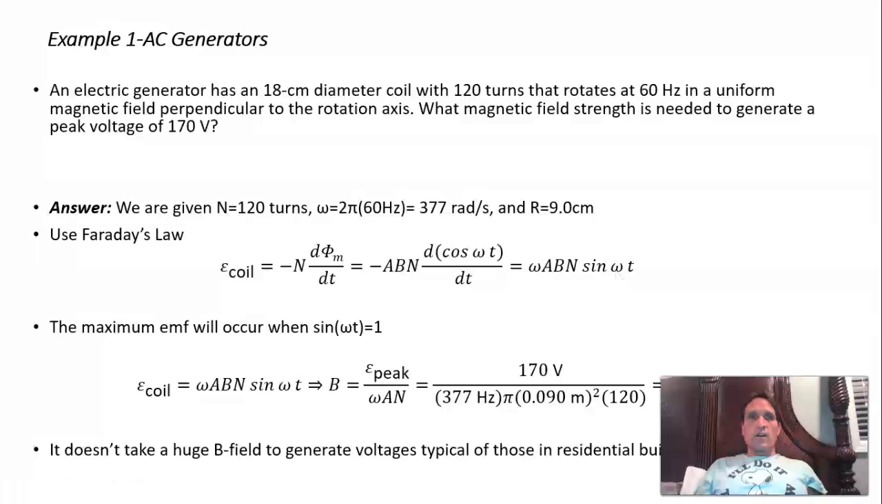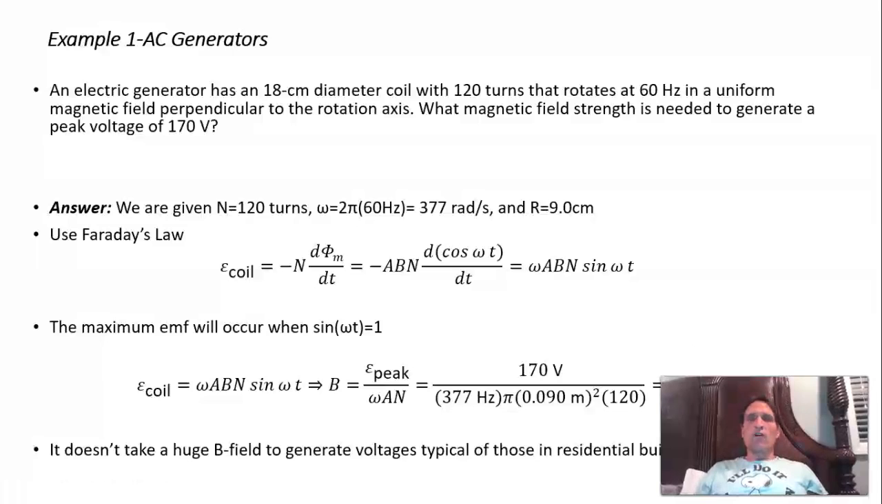Okay, now if we know that the frequency is 60 hertz, we can get omega, which is 2 pi f, is 377 radians per second. And if we know that the diameter is 18 centimeters, well then the radius is 9 centimeters, and we can calculate pi r squared as the area. And then we plug in 120 turns, 170 volts, and we get that the magnetic field strength needs to be 0.15 Teslas.